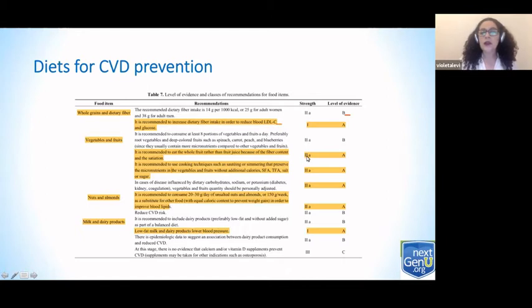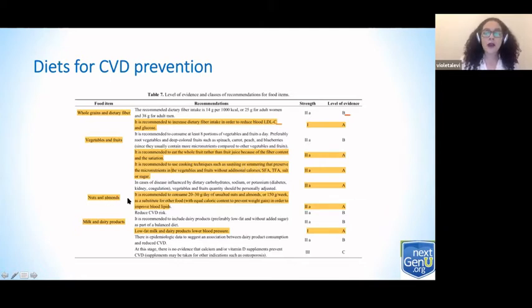Second grade of strength of evidence, we have that it's recommended to eat the whole food rather than fruit juice because of the fiber content, and it's recommended to use cooking techniques such as sautéing or simmering that preserve the micronutrients in the vegetables and fruits without additional calories. It's better to sauté or simmer instead of frying, for example.